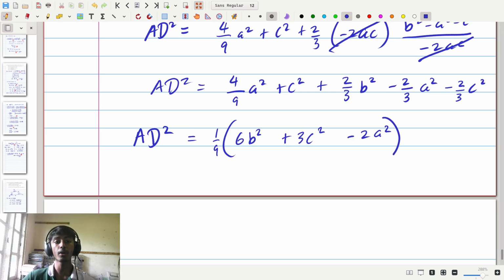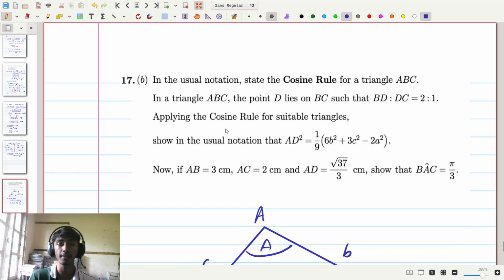So therefore, we get the equation AD squared equals 1 over 9 times 6b squared plus 3c squared minus 2a squared, which was given in the question. So with that, we're done with that part of the question.